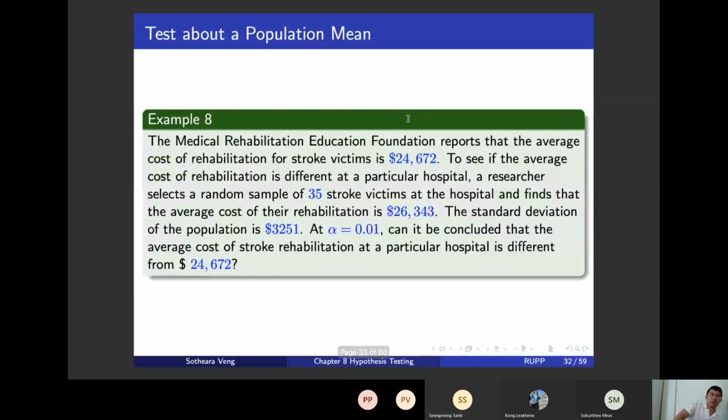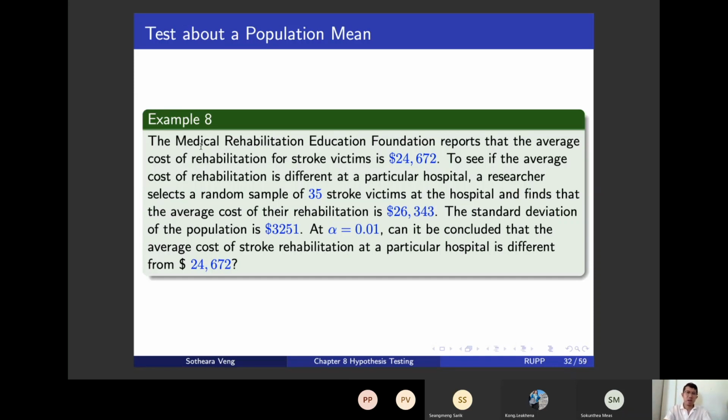So far we consider two types of tests: right tail test and lower tail test. It will be interesting to look at the two-tailed test later. So this is one example of the two-tailed test.